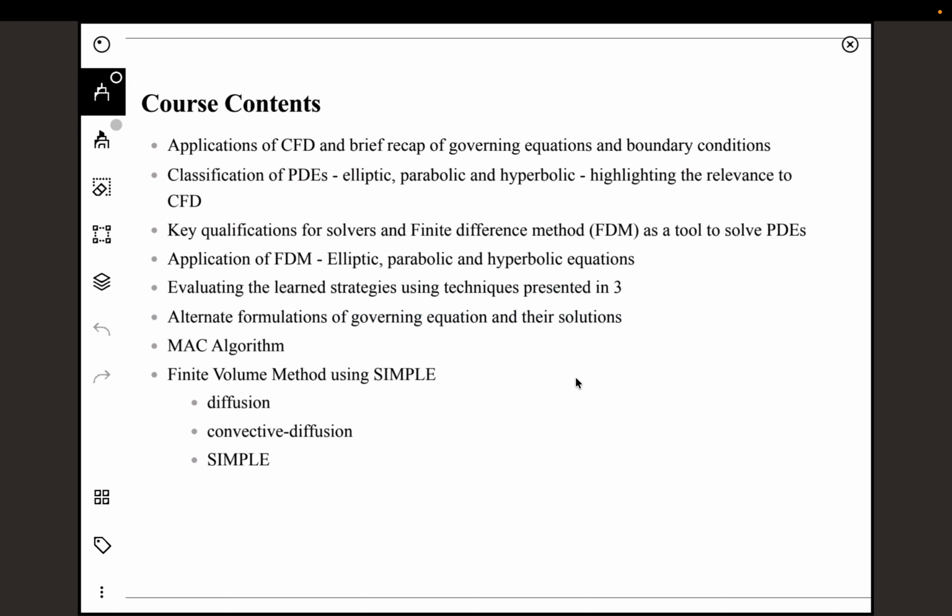Eventually, we moved on to the Navier-Stokes equations, and how to implement FTM to solve the Navier-Stokes equations. In the last week, we discussed the finite volume method and its differences with respect to finite difference, and we solved the diffusion equation using finite volume method. This week, we will be covering the convection diffusion equation, and the next week, we'll close the course with the SIMPLE algorithm.